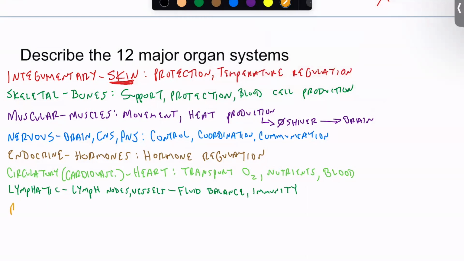All right. And we have respiratory. So for here, we're thinking lungs and gas exchange is the biggest thing that happens in the respiratory system. So bringing in O2, breathing out CO2.